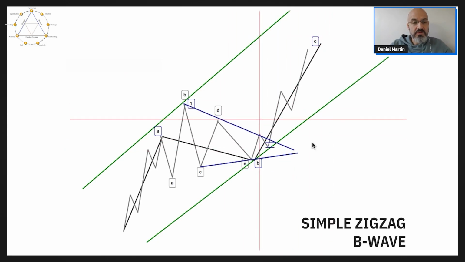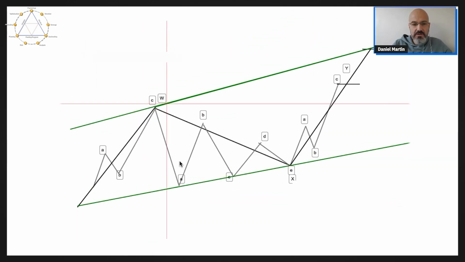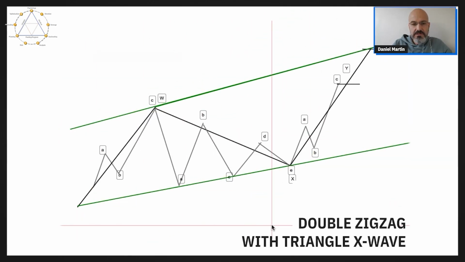So let's move on to the double zigzag. Let's see how this structure looks. First things first, the same thing: we have these two green lines that represent the range. The market is moving around there. We have the black lines that represent the three movements of the market. So we're talking about from this low, we have W, X, and then Y.